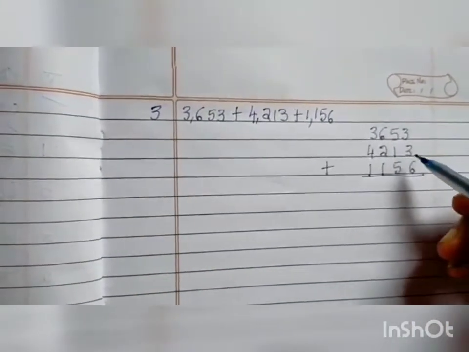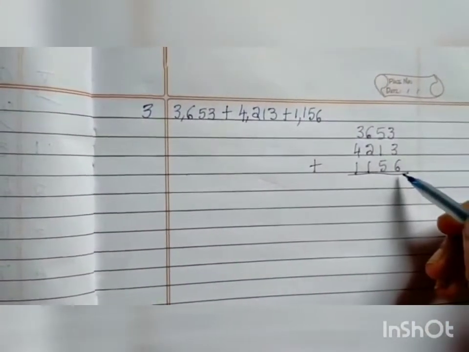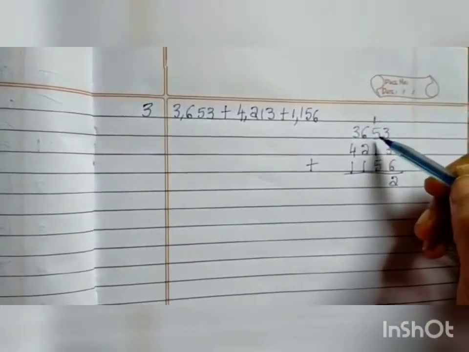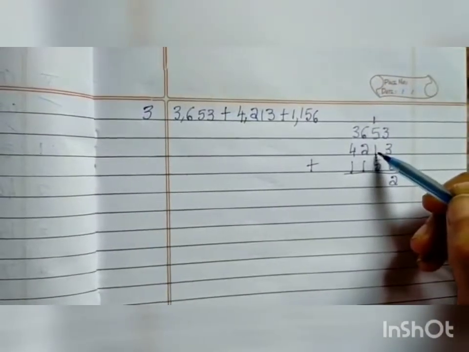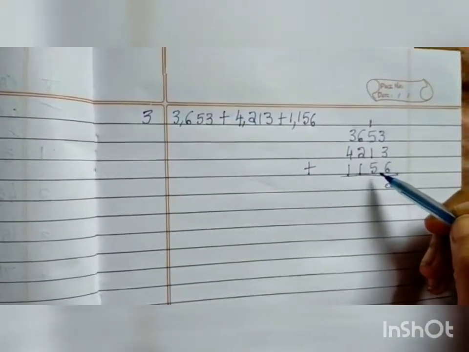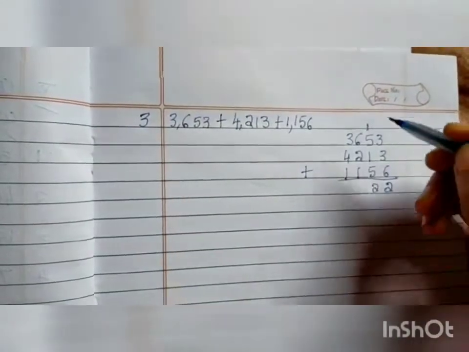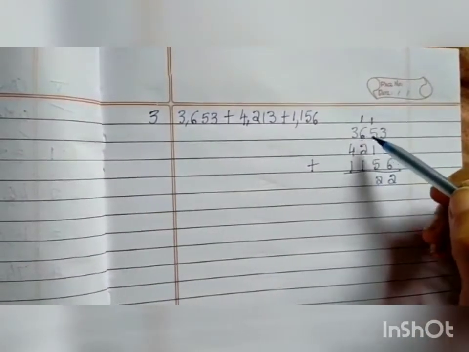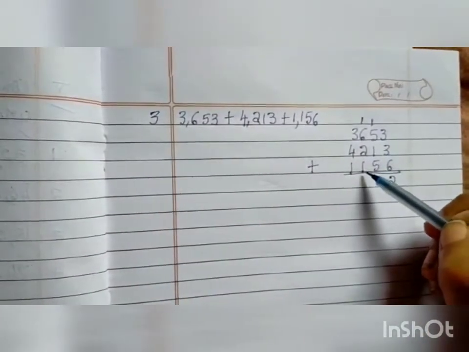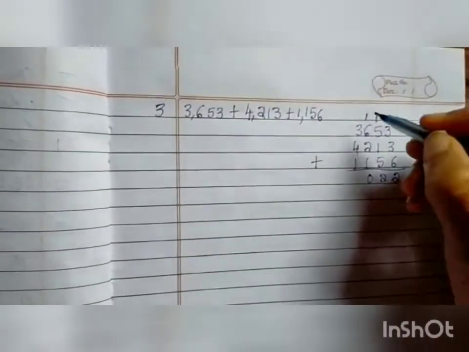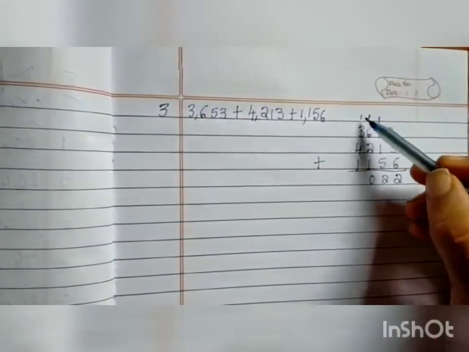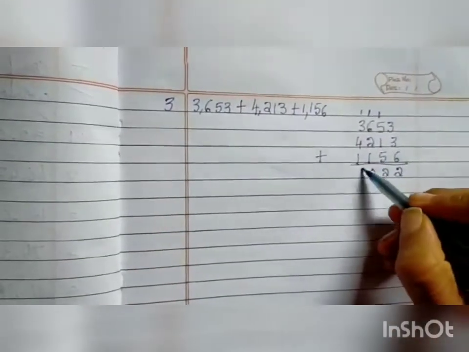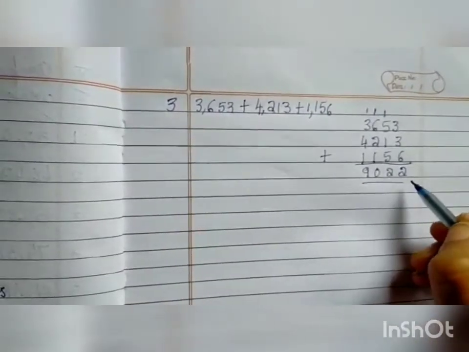Now 3 plus 3 is 6, 6 plus 6 is 12. So I'm writing 2 here and 1 will go to the 10th place. Now 1 plus 5 is 6, 6 plus 1 is 7, 7 plus 5 is 12. So 2 I am writing here and 1 will go to the 100th place. Now 1 plus 6 is 7, 7 plus 2 is 9, 9 plus 1 is 10. So I am writing 0 and 1 will go to the 1000th place. So 1 plus 3 is 4, 4 plus 4 is 8, 8 plus 1 is 9. So we got the answer as 9022.